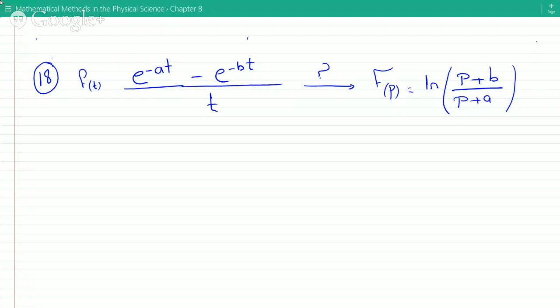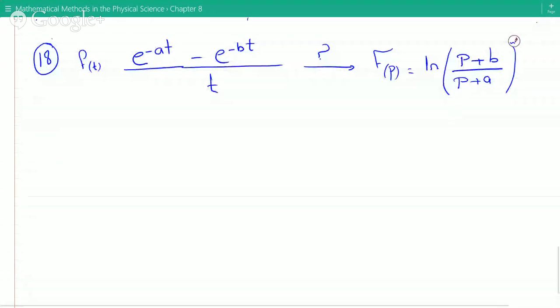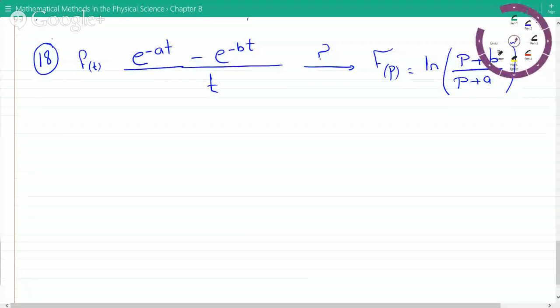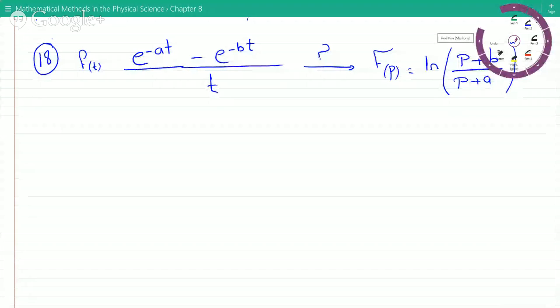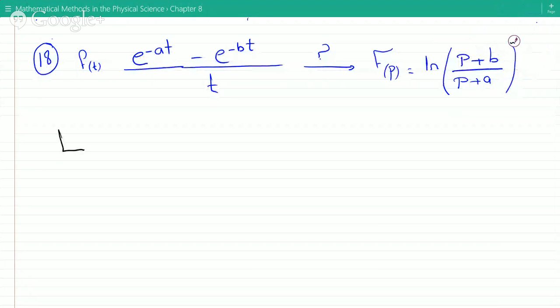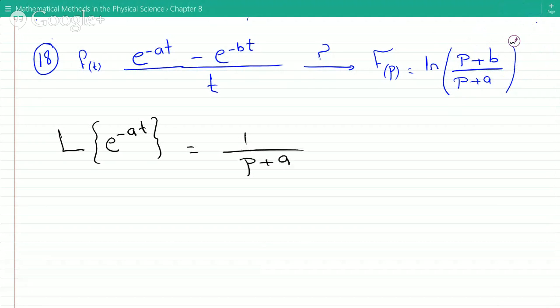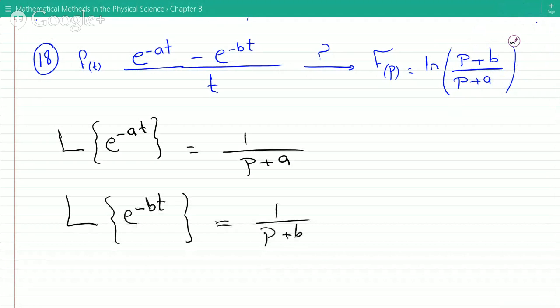Prove that the Laplace of this is this, correct? So let's start with the fact that the Laplace of e to the minus at is nothing but 1 over p plus a, yeah? And similarly, the Laplace of e to the minus bt is 1 over p plus b. You agree?